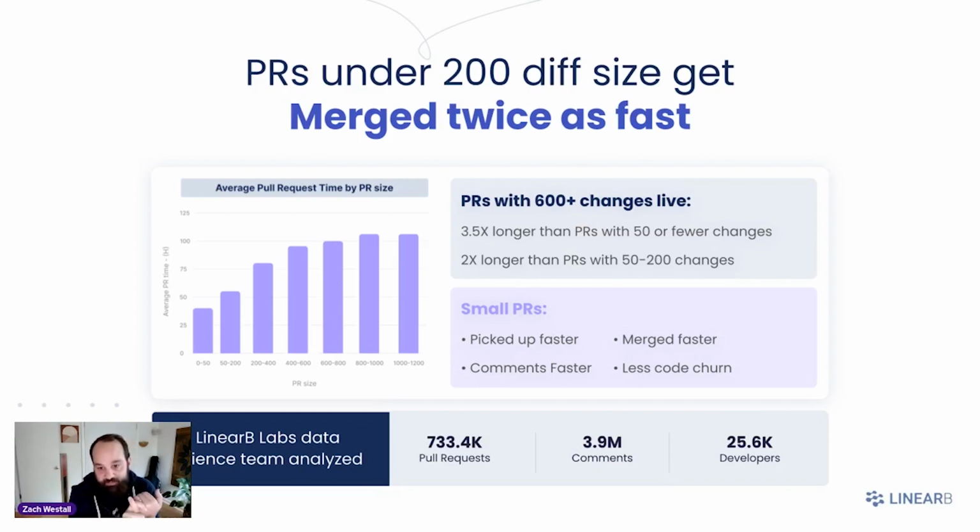Small PRs are picked up faster, they're merged faster, they're commented on faster, and they have less code churn. Why? There's less code to review. Let me back up. There's less code being written, which means less of a chance to introduce a new bug into code that you're working on. And then once you actually issue the PR, there's less code to review, meaning that the reviewer will likely catch any mistakes that are in there.